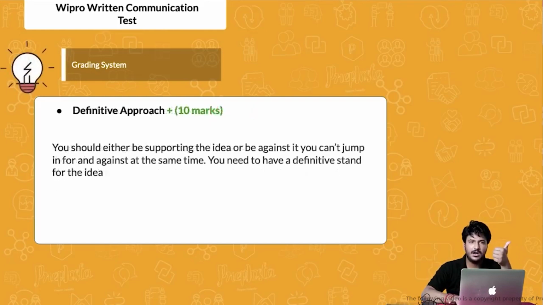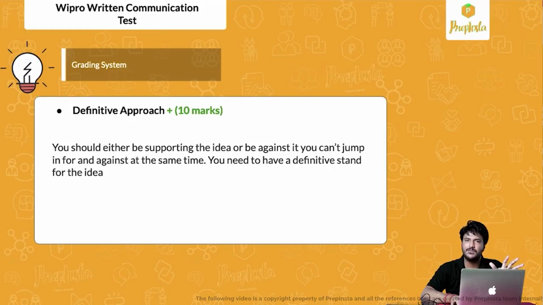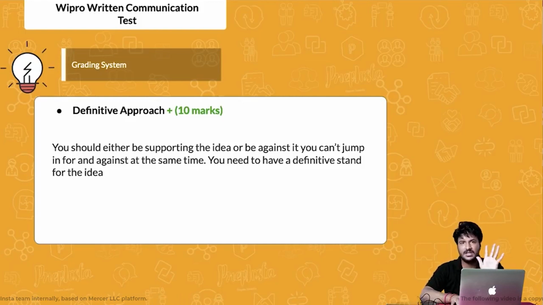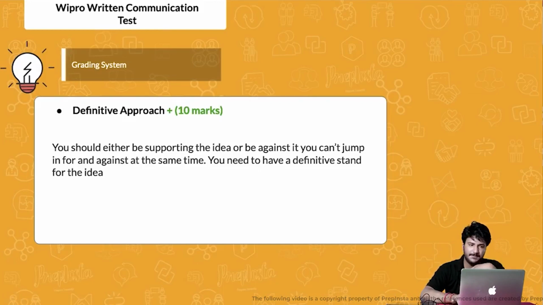This definitive approach gives you 10 marks, right? If you sway away from the definitive approach one time, it reduces 1 mark. Automatically, it will give you 10 marks at the start. But if you took the stand for, and then you say something bad about your stand, or if you go against it once, it will deduct 1 mark. So the maximum marks for definitive approach is 10, and from the start itself you get 10. Then they start reducing if you swayed away and jumped around against the topic, right?